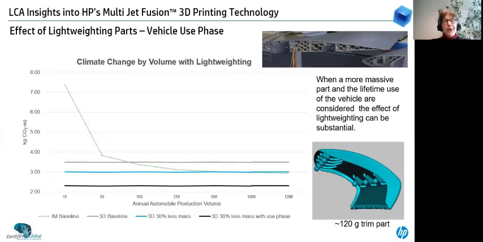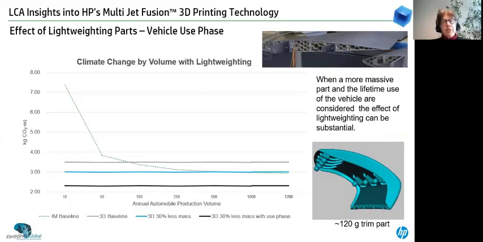But then if we go into this further lightweighting of the vehicle and what lightweighting this one part might contribute to, it's actually quite a bit of benefit and significant, because we looked at the uncertainty here, and it's really there. It's a real reduction in energy consumption.